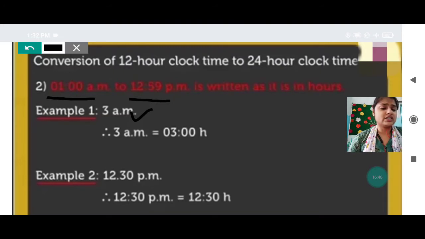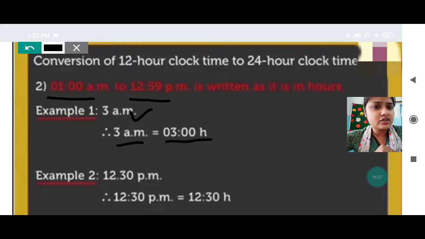So what you will do, it's very simple, my dear. This you will write as it is, because it is now 3 a.m., so you will write 3 a.m. as it is, and in the same way 12:30 p.m. if it is, then you will just add the hours with them and you will write as it is. This is how 12 hours get converted into 24 hours.